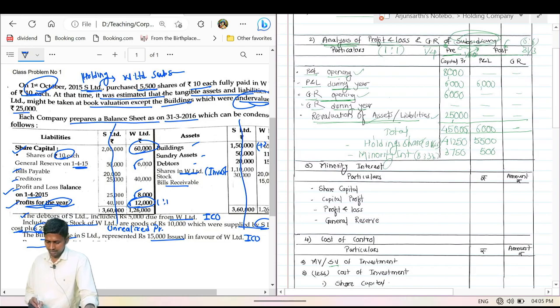After that, you require one figure of the minority, only one figure. Minority means share capital of minority plus their profit and loss and general reserve. Capital, profit and loss, general reserve: all three you will get here only. Above this, you have all three. Pre means capital, profit and loss, and general reserve. All three, just copy and paste it here. Now, this is the full minority line.